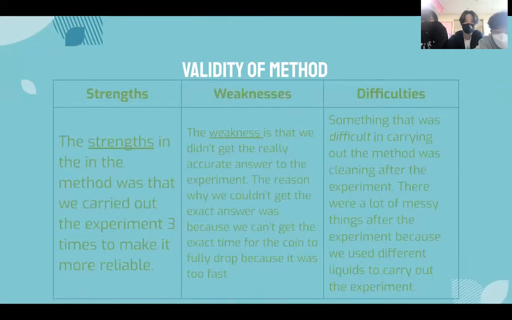Validity of method. Strength. The strength in the method was that we carried out the experiment 3 times to make it more reliable. Weaknesses. The weakness is that we didn't get a really accurate answer to the experiment. The reason why we couldn't get the exact answer was because we can't get the exact time for the coin to fully drop because it was too fast. Difficulty. Something that was difficult in carrying out the method was cleaning after the experiment. There were a lot of messy things after the experiment because we used different liquids to carry out the experiments.